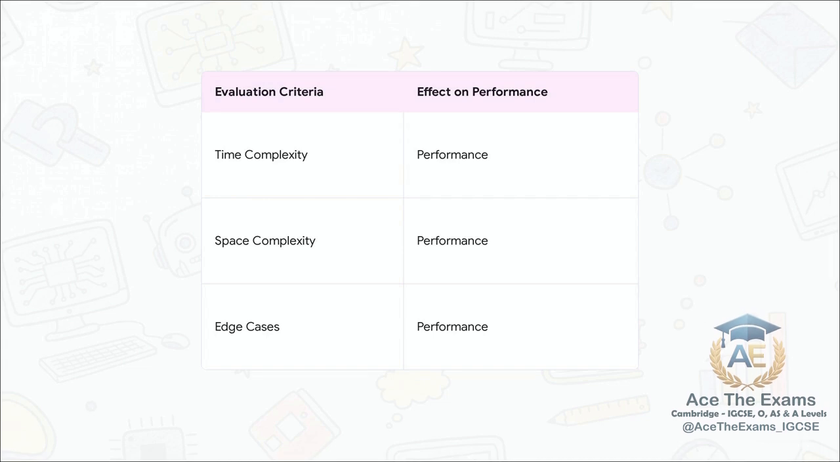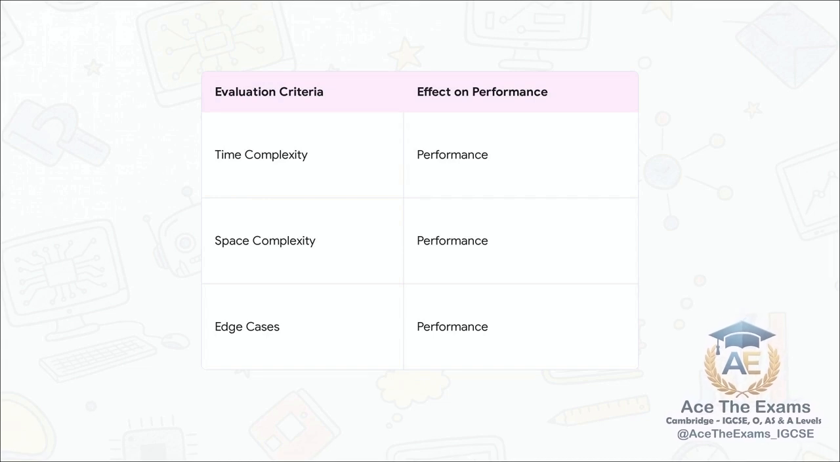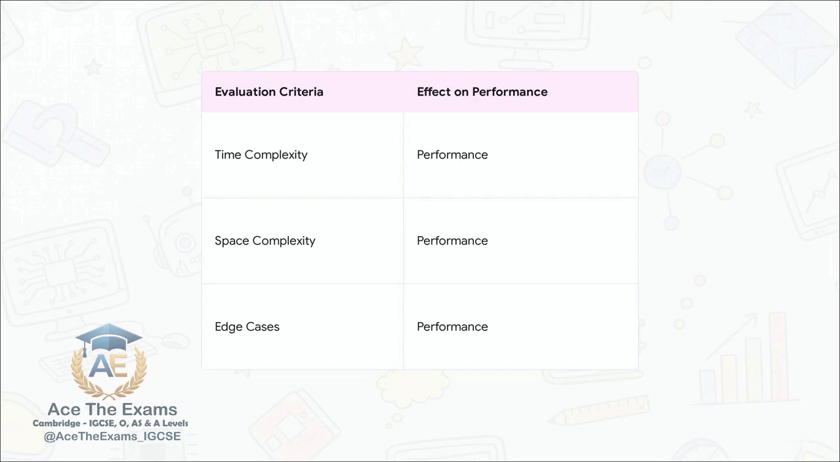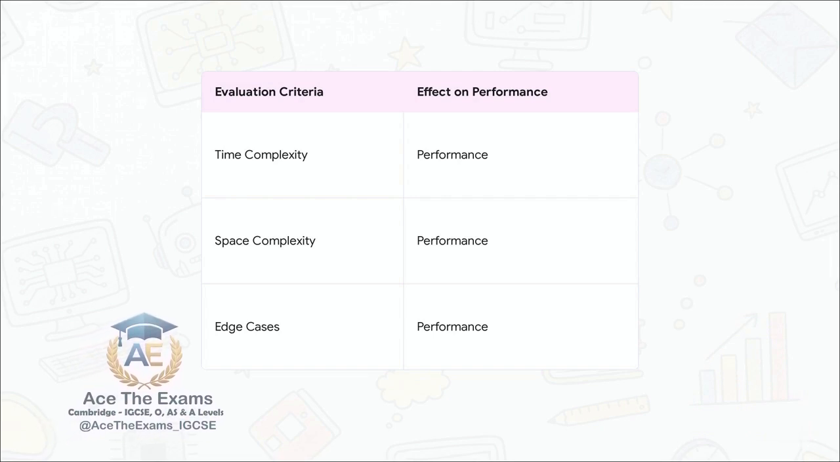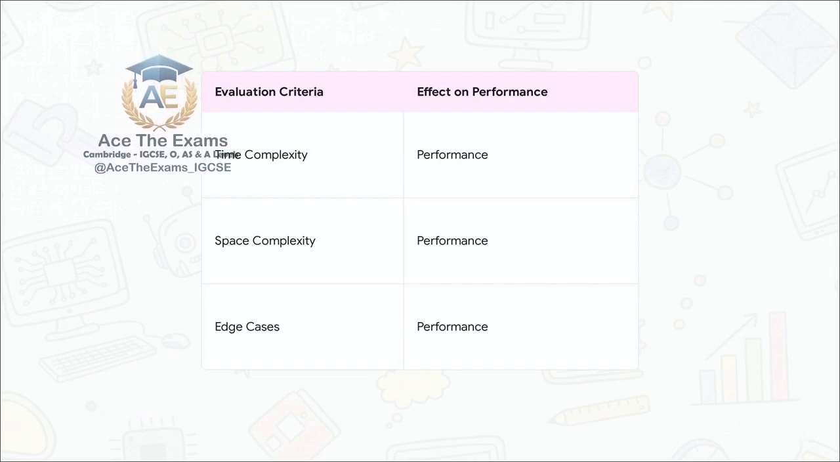Now look at space complexity. It requires minimal extra memory allocation, making it highly efficient. But look closely at the 3rd row, edge cases. This is where the system stability risks lie, and this is exactly where the Cambridge examiners lay their traps to catch rushed students.